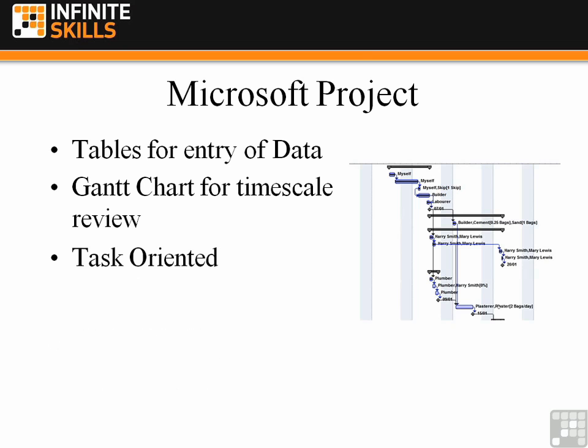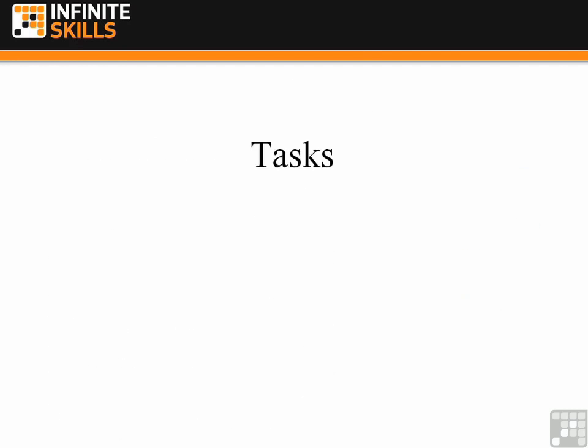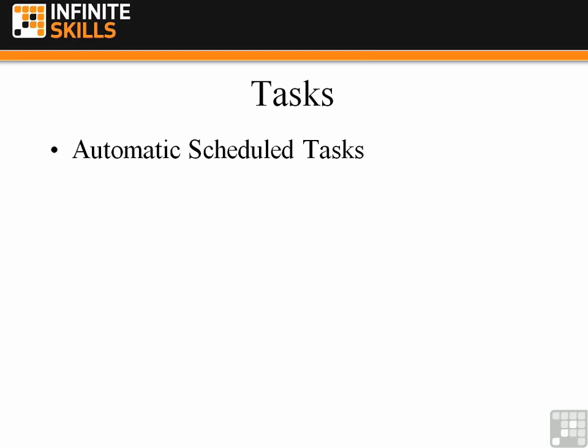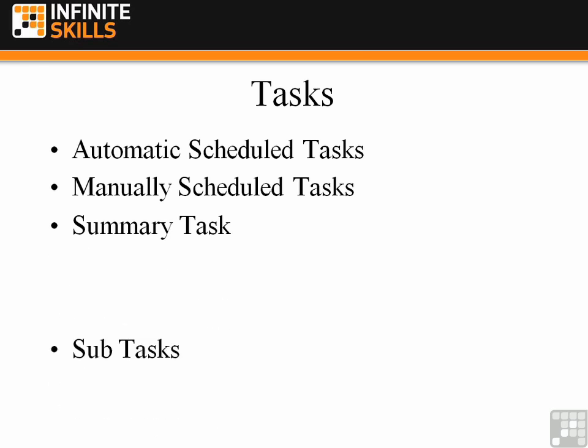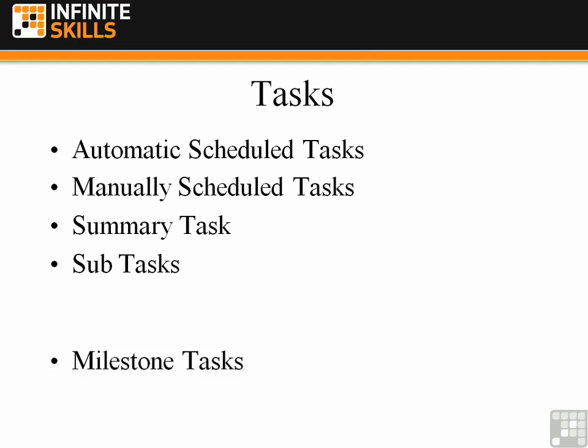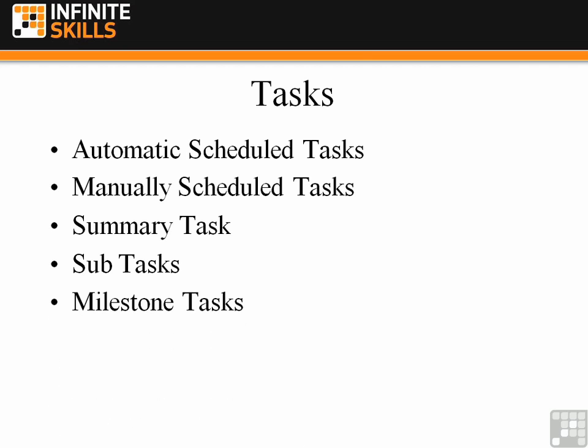Microsoft Project is very task orientated, therefore every project is made up of a number of tasks. There are different types of tasks within Microsoft Project. There are automatic scheduled tasks. These are automatic as inferred, but you still need to create them. What's automatic about them is the scheduling that's automatic. There are also tasks that you can manually schedule. So you decide when they start, when they finish. There are summary tasks, there are subtasks of those summary tasks, and there are milestone tasks. And then there is an overall project summary task. These tasks will be discussed in much more detail throughout the course.